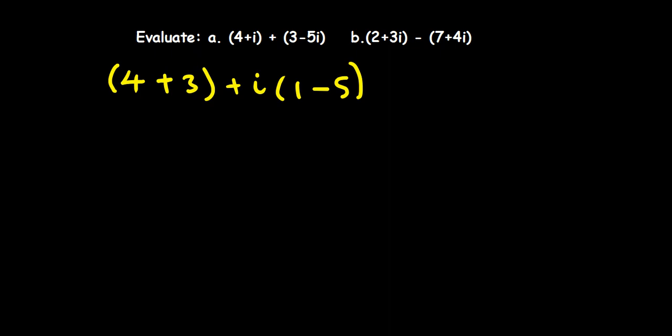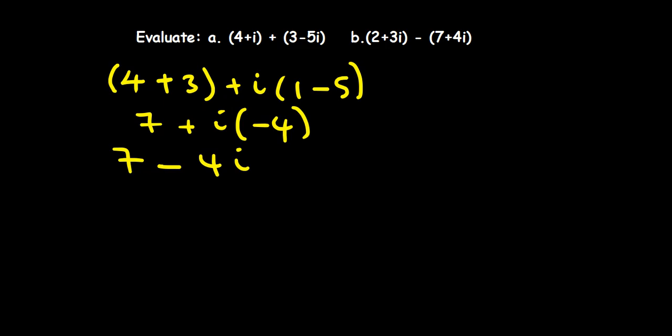Now how are we going to add? So we just add here, so that will be 7 plus i, and there in the bracket 1 minus 5 is negative 4, so that is 7 minus 4i. This is your answer.